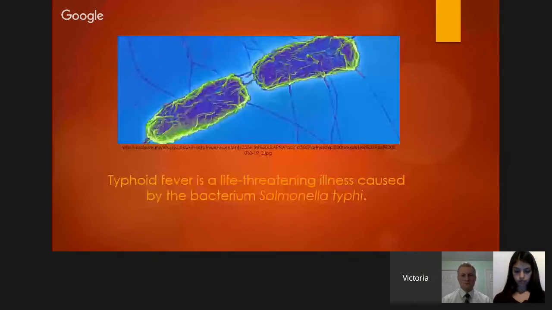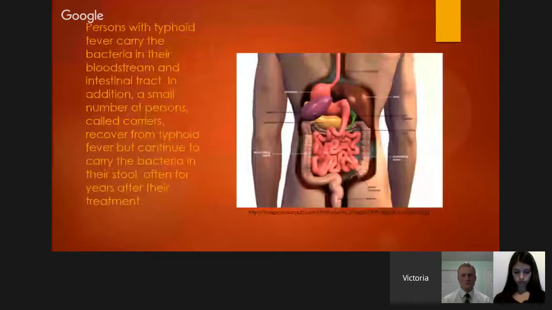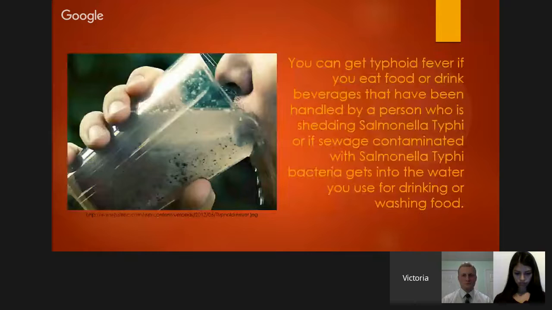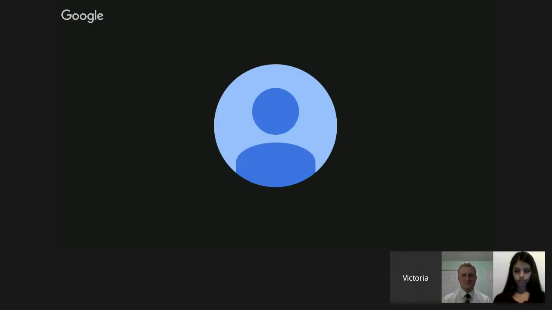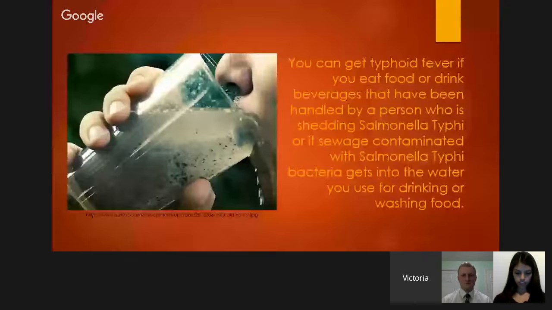Typhoid fever is a life-threatening illness caused by the bacterium Salmonella typhi. A person with typhoid fever carries the bacteria in their bloodstream and intestinal tract. In addition, a small number of persons called carriers recover from typhoid fever but continue to carry the bacteria in their stool, often for years after their treatment. You can get typhoid fever if you eat food or drink beverages that have been handled by a person who is infected, or if Salmonella typhi bacteria gets into the water you use for drinking or washing food.